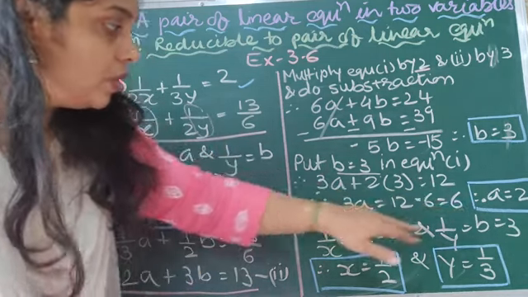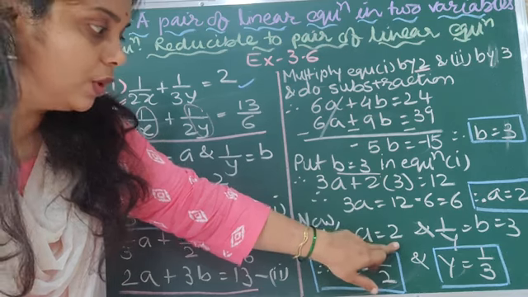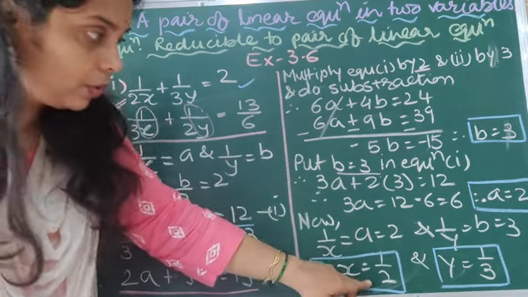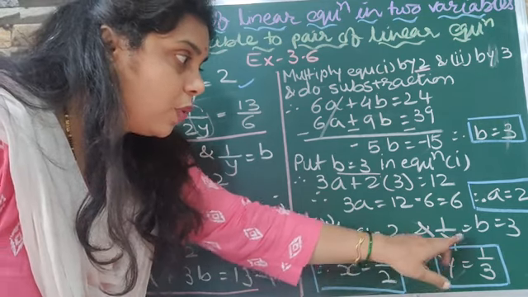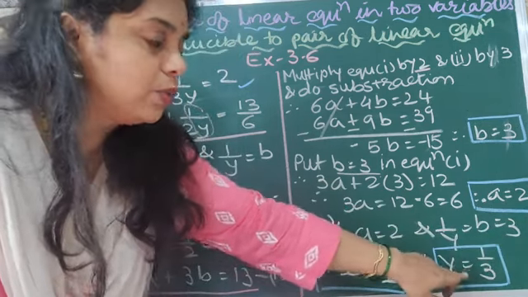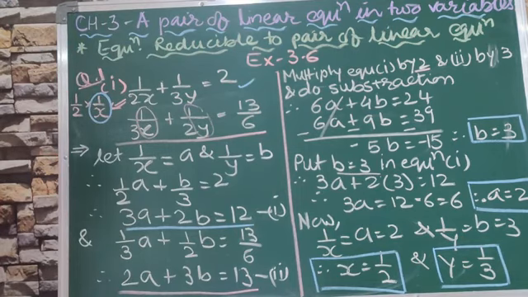So again, as we know, 1 upon x is equal to a, but what is a? a is equal to 2. So therefore x is equal to half. Similarly 1 upon y is equal to b, and b is equal to what? 3. Therefore y is equal to 1 by 3. So by this way you can do these steps.